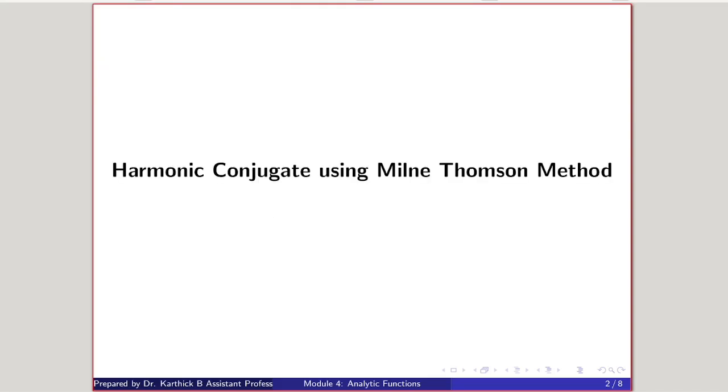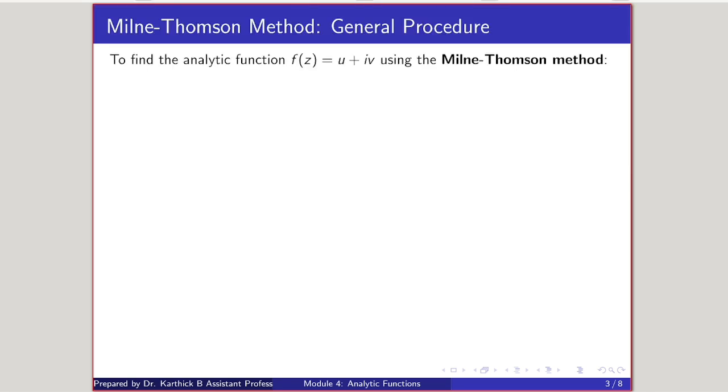Hello and welcome to this lecture on analytic functions. In this video, we are going to solve a problem regarding the Milne-Thomson method. We will find a harmonic conjugate and an analytic function by using the Milne-Thomson method. Before going to this, we will see a general procedure.